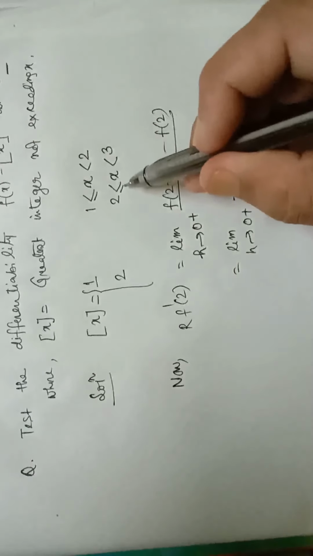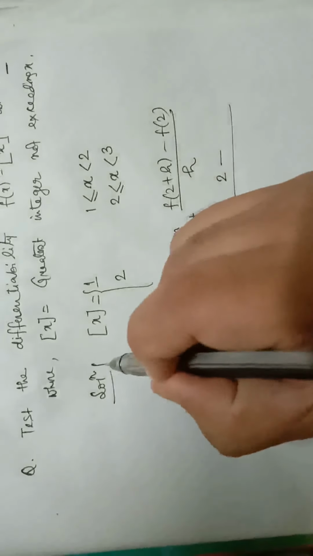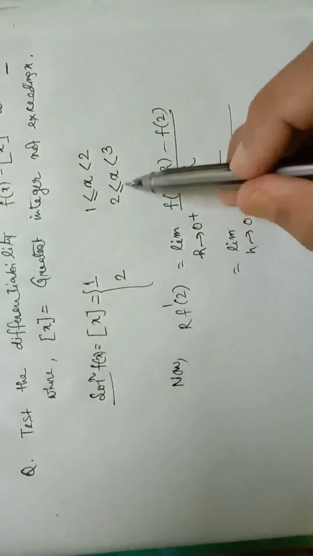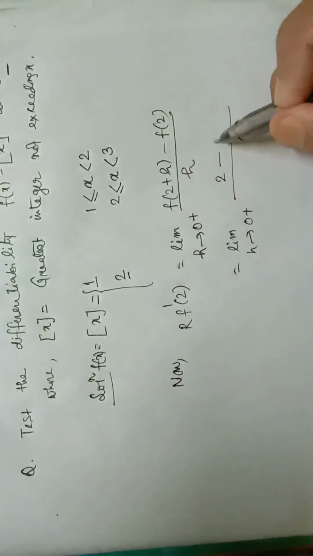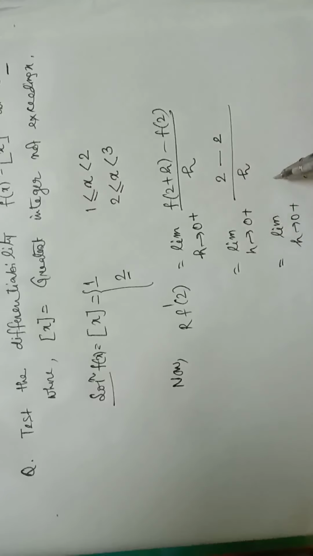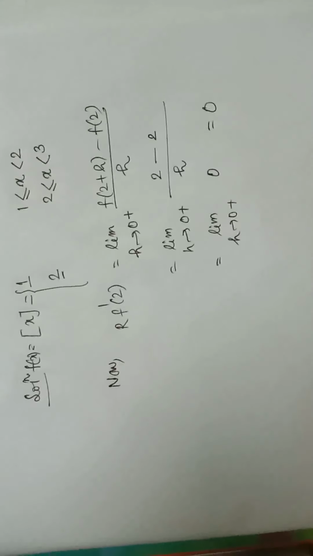F of 2, you can see x equal to 2 is here. F of 2 means here f of x is box of x, so f of 2 will be equal to 2, since the sign is here. So ultimately, limit h tends to 0 plus, 2 minus 2 is 0, 0 by h, so it's 0. The right hand derivative is 0.